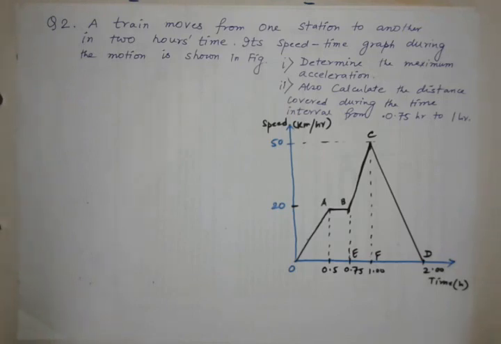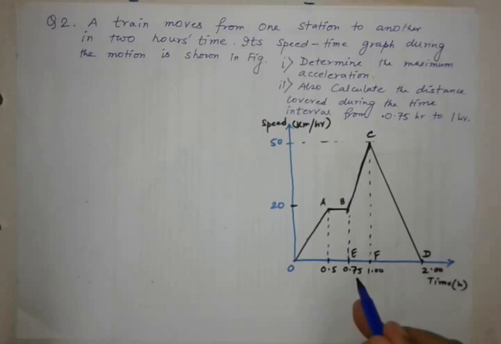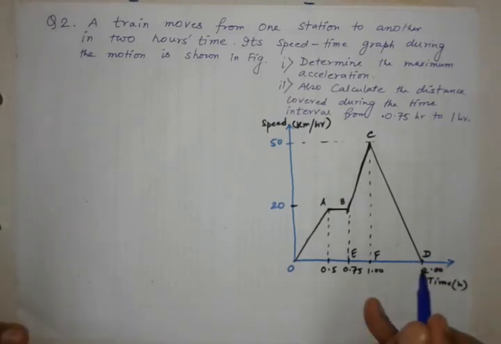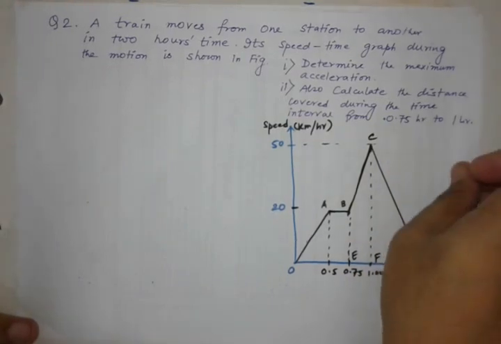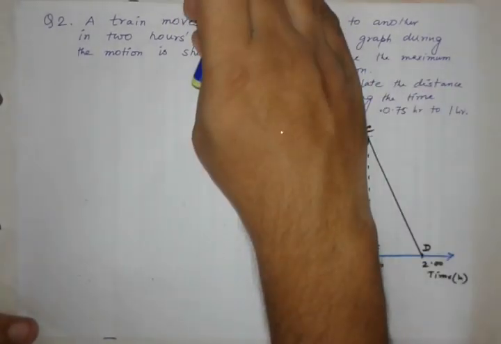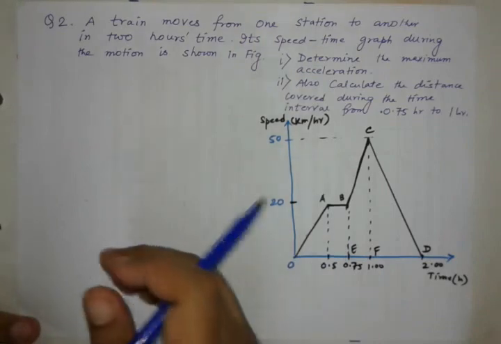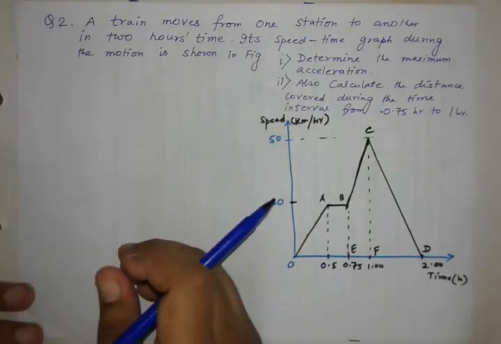So here you can see the graph. In this graph you can see this is the origin where it started. So it is 0.5 hour, 0.75 hour, 1 hour, and like this up to 2 hours. So the train is moving. Now how to find this? What is the solution?